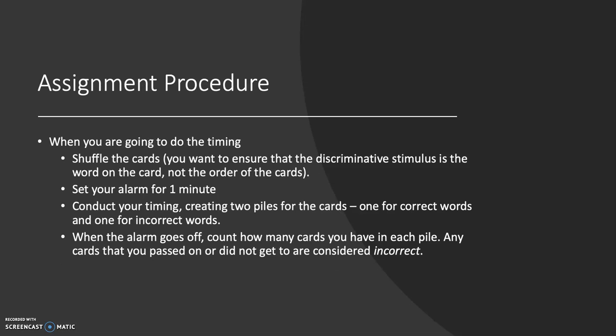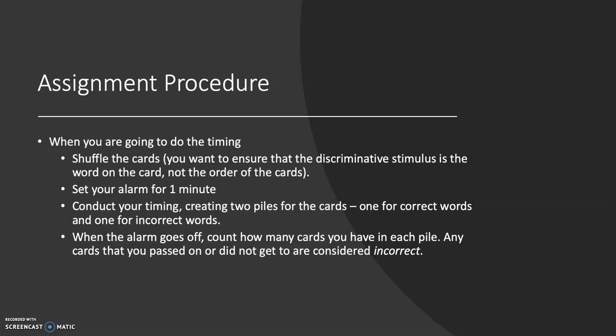So what do you need to do? You're going to need to do at least one timing per day for 5 days per week. Before you start a timing, you are going to shuffle the cards. You do this because you want to ensure that you do not contact the same cards in the same order during each timing. This will become more important as you increase the number of cards that are in your deck. You will want to set your alarm for 1 minute and press the start button when you are ready.